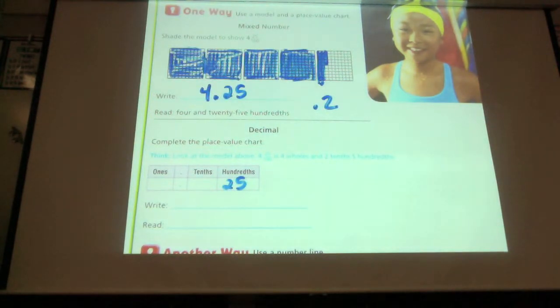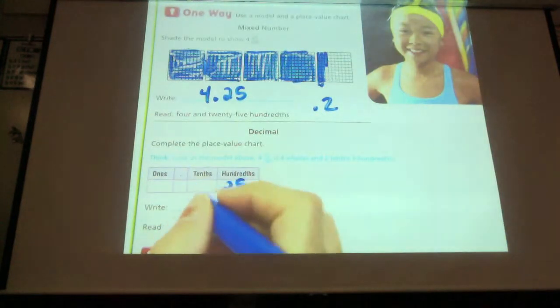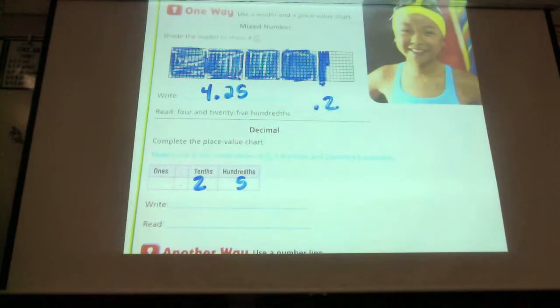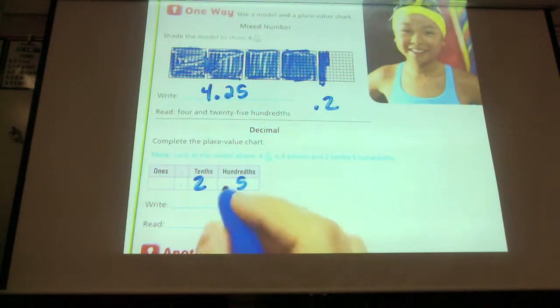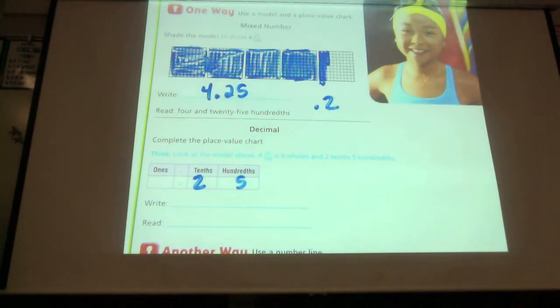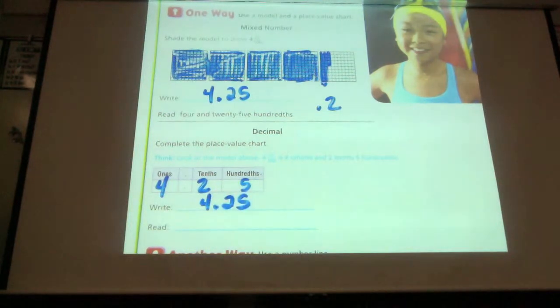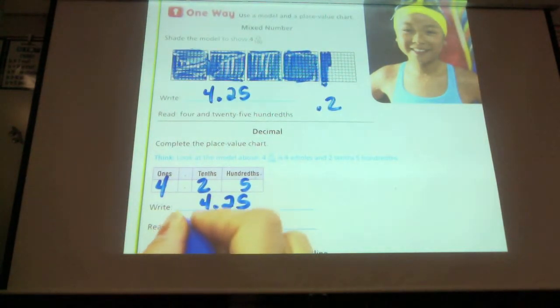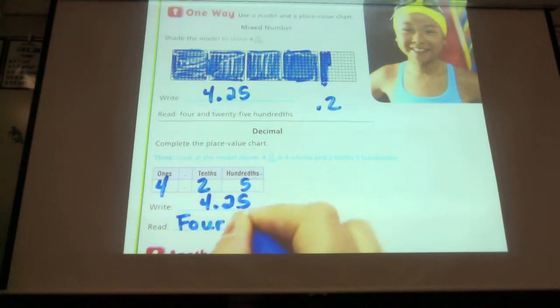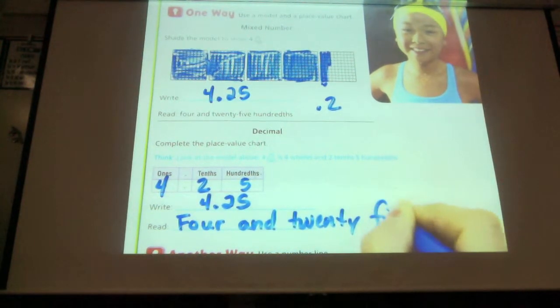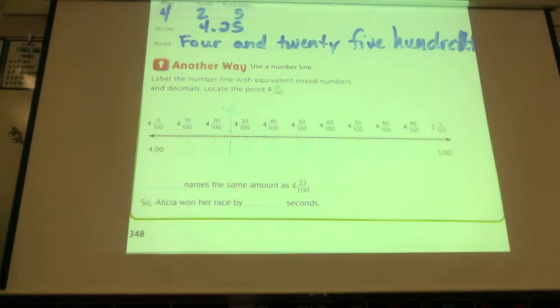Yesterday's work. Whole strip. This is a whole strip and this is a whole strip. So I know that the 2/10 is right there. And then I have 5 hundredths left over. And that's my 5 hundredths. So I really have 2/10 and 5/100. The 4 goes in the front, right here, at the ones. If you write it, it looks like this. And if you read it, it looks like 4 and 25/100. So we're going to put that on a number line.